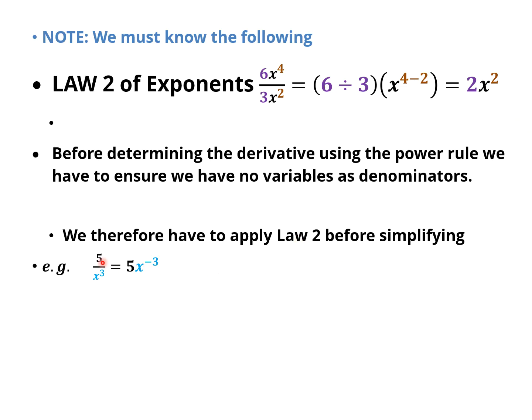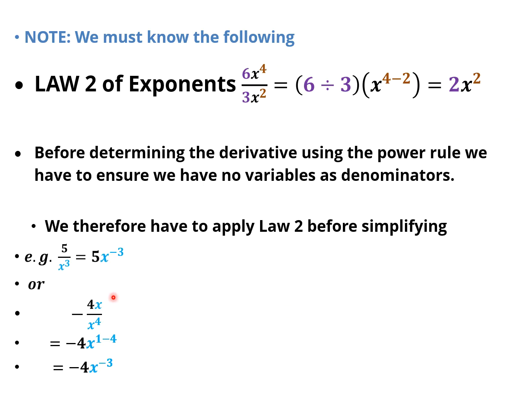So here's the first way: where we have x cubed at the bottom, we would take it to the top, and it would become x negative 3. Or we use the second law of exponents: we have an x and x to the power 4. That would become, according to the second law, 1 minus 4, which then becomes x negative 3. There I got rid of the denominator and put it on top, so that's minus 4x negative 3. Now only can I find the first derivative.